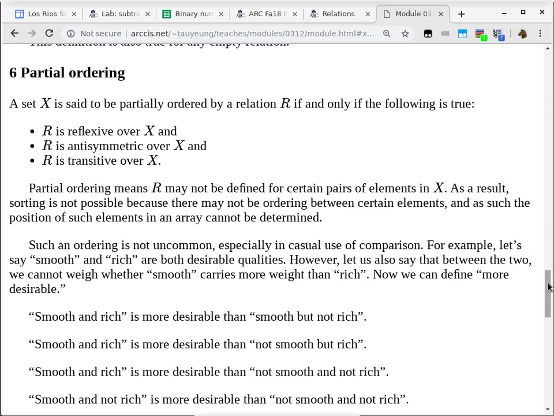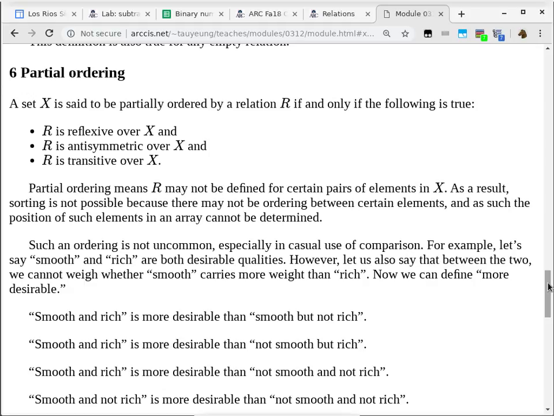R has to be reflexive over X. We know what reflexive is. R is anti-symmetric, and R has to be transitive. So getting back to an earlier example, less than or equal to in integers is partial ordering. Does that make sense? Okay, so let's check that.